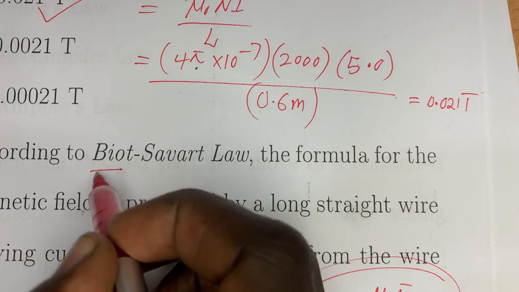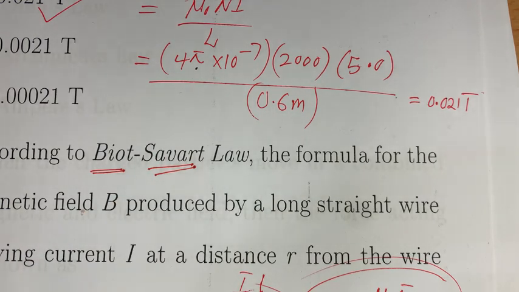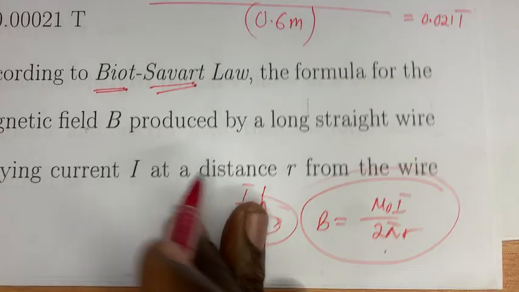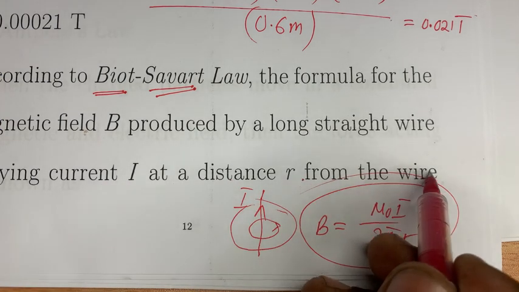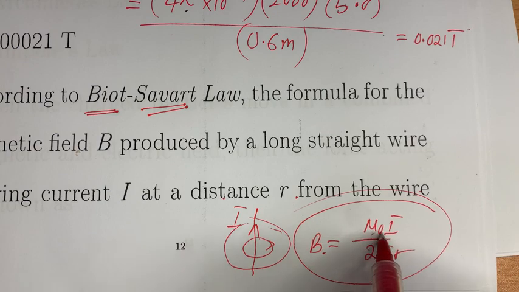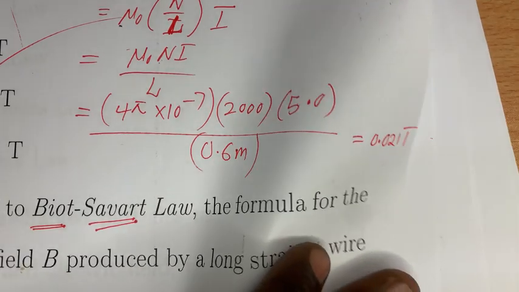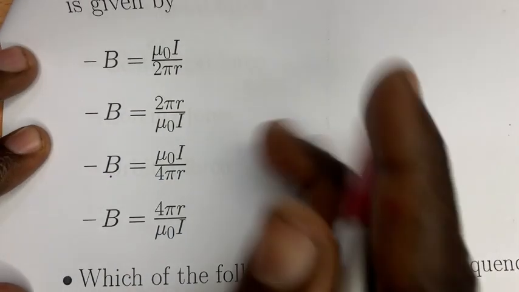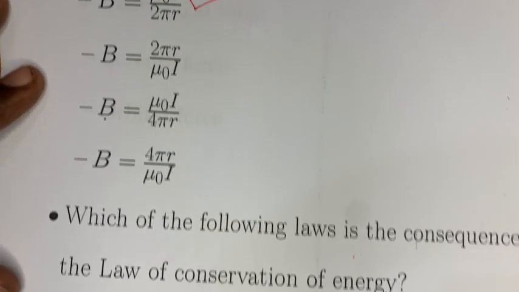Biot was a scientist, Savart was also a scientist, so we use their names to honor them. According to Biot-Savart law, the formula for the magnetic field B produced by a long straight wire carrying current I at a distance r from the wire is B equals mu naught I divided by 2 pi r. And we used the formula before. So you check these options. They are given 4 options and only one is right, and it's the first one. Oh my god, I love this formula.